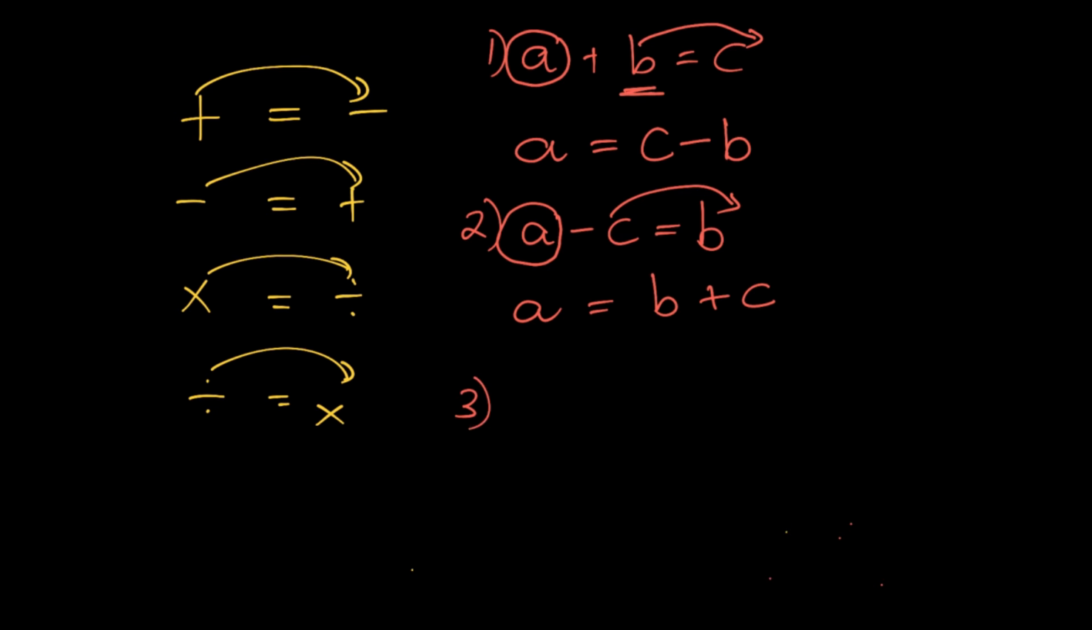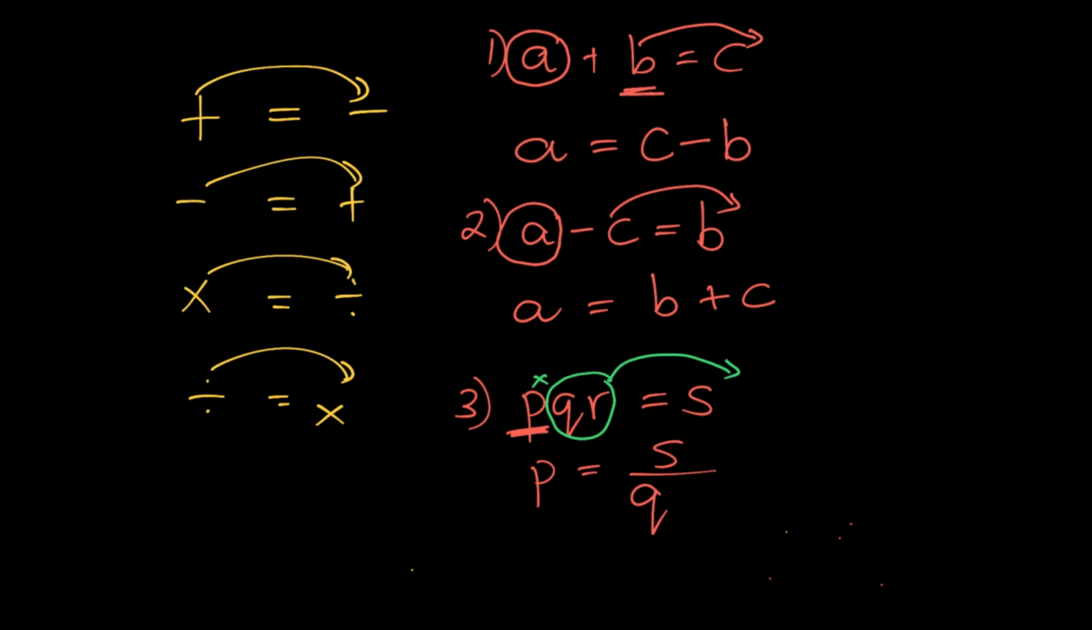Another example that you've given is PQR equals S. And they want us to make P the subject of formula. So what do we need to take over? We need to take over the Q and the R. Now, if you look here, this is P times QR. So when we take the Q and the R over, what will times become? Yes, that's correct. Times becomes divide. So it's S over QR.